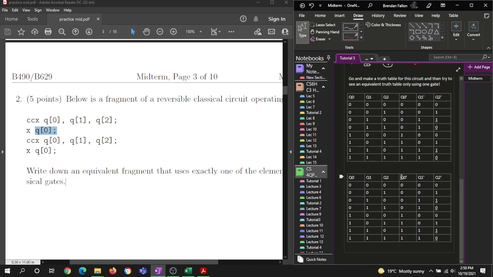I could just give it away, but maybe we should try. Do you guys want me to do out the truth table for the other, X, CX, and CCX and see if we can see it? Or does anyone see it right away? I'm assuming no one sees it right away.